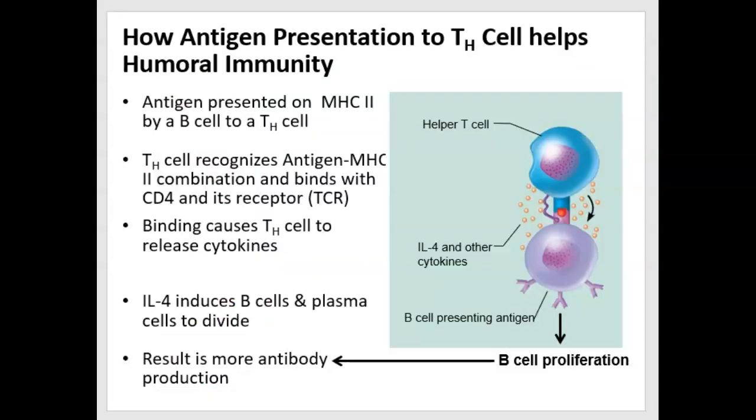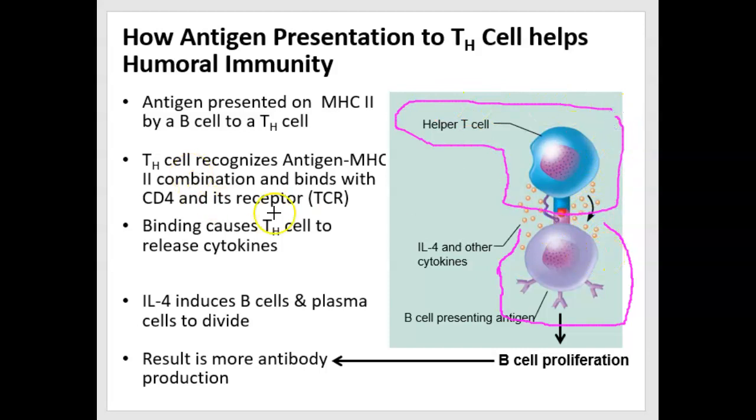This is a different picture which shows the same thing, but it might be a little bit clearer for you. It doesn't show the engulfing process that a B cell has to do, a receptor-mediated endocytosis, but it does show that there is a foreign antigen that's red on an MHC2 molecule being presented to a helper T cell. The helper T cell recognizes the antigen and MHC2 combination, and that causes it to release cytokines.